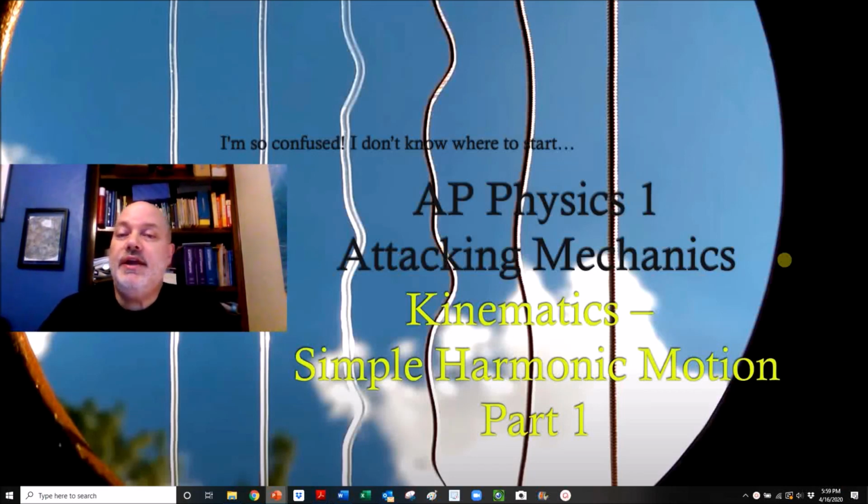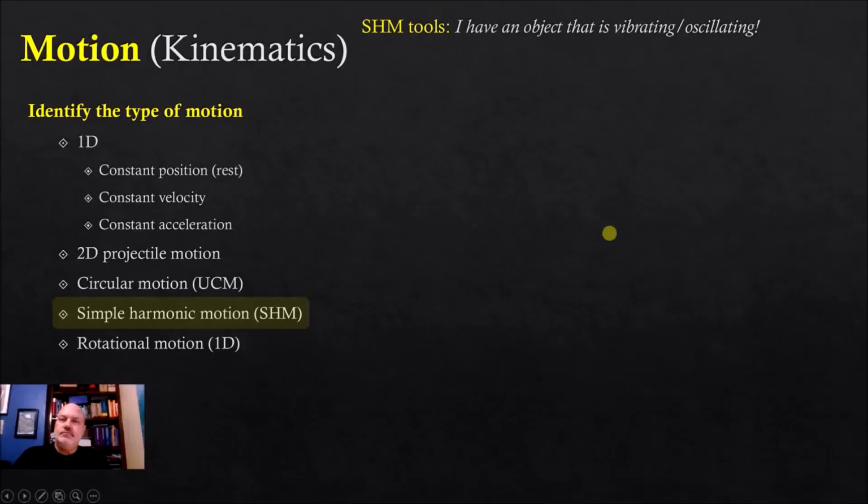In this video, we're going to continue our attack on mechanics, and we're going to talk about kinematics and all the other things that are wrapped up in this vibration, this oscillating motion. We're going to strip it down as simple as it can possibly be, and that's called simple harmonic motion. Whenever you have something that is vibrating or oscillating in any way, then you want to employ the tools of simple harmonic motion on the AP test.